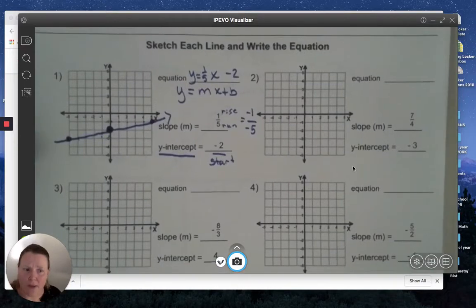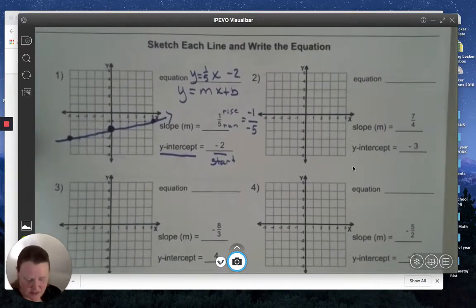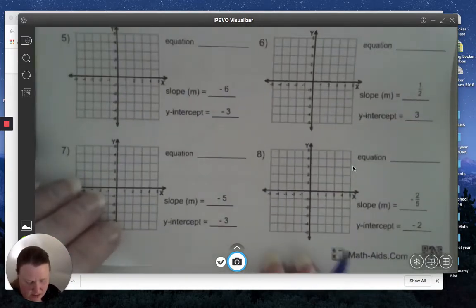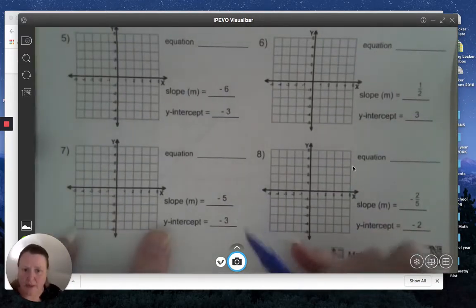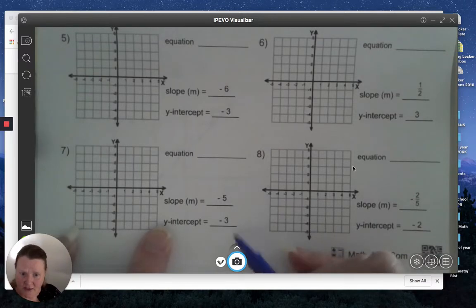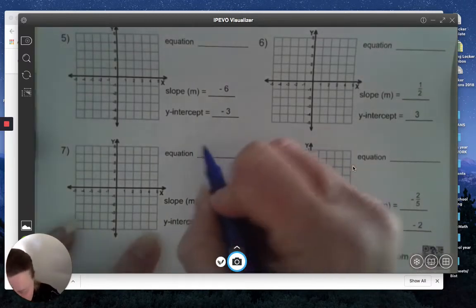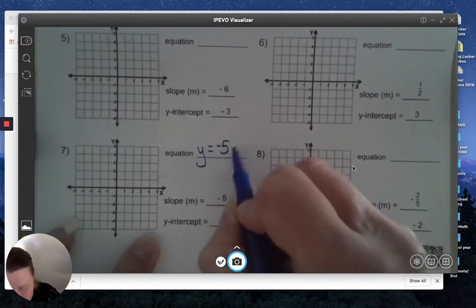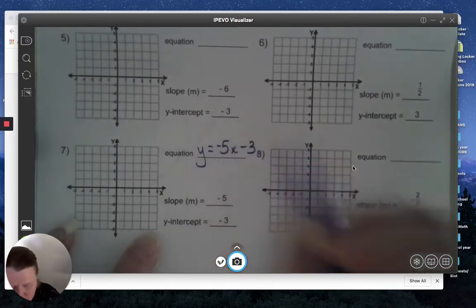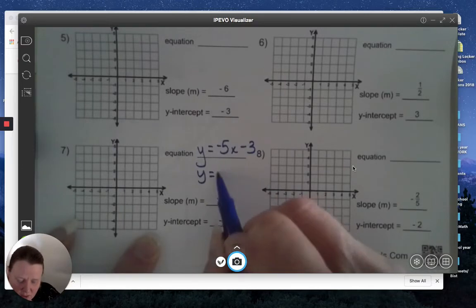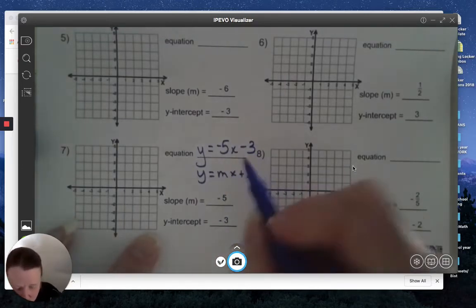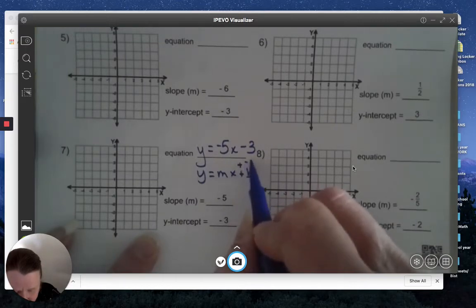So let's try one where we have something slightly different. So let's come down here and look at a slope of -5 and starting at -3. So we have y equals -5x minus 3. Notice that even though in the equation I have a plus b, there isn't any reason for us to put plus a -3.